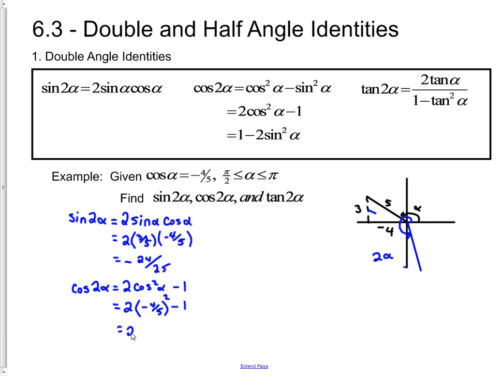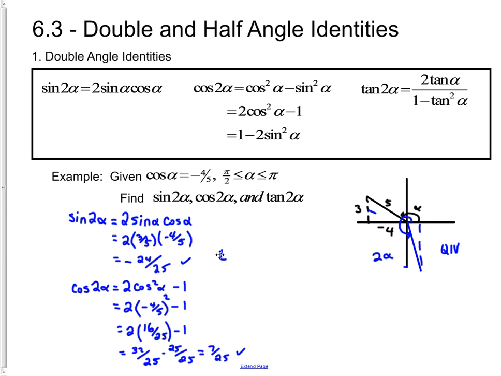So this is actually the same as saying 2 times 16/25 minus 1. Well, that's like saying 32/25. And if we're subtracting 1, it's like we're subtracting 25/25. And so our cosine for the double angle will end up being positive 7/25. And this seems to confirm that we are in the fourth quadrant for this double angle. Somewhere here in this quadrant 4, we've got a positive cosine and a negative sine.